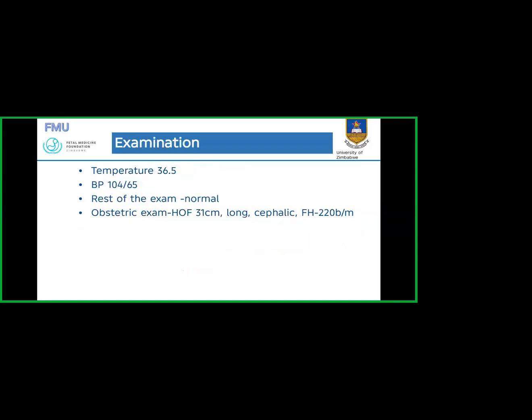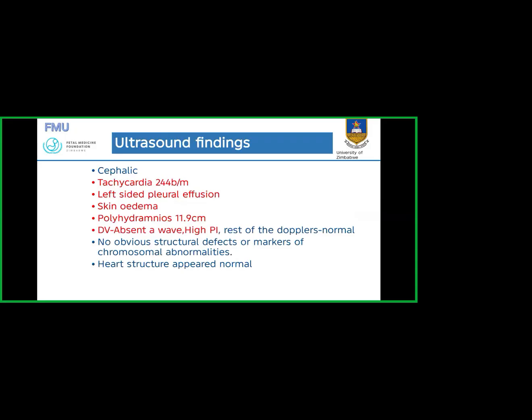On examination, her temperature was 36.5 degrees. She had a blood pressure of 104 over 65 and a pulse rate of 96. The rest of the physical examination was normal. On the obstetric exam, the height of fundus was 31 centimeters. Lie was longitudinal and presentation was cephalic. She had a fetal heart rate of 220 beats per minute.